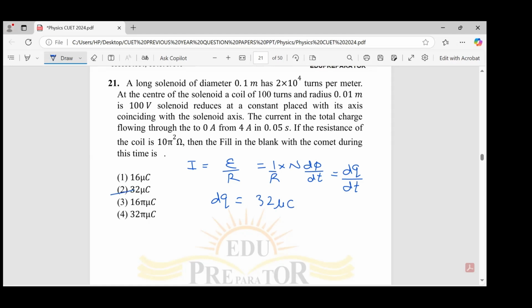Then again, this is based on substitution in formulas. We know that we can find magnetic flux, that is equal to mu naught Ni, and the area is pi r square, right? So mu naught Ni, area is pi r square. So you can simplify this, and that is how you will get the answer to the question.